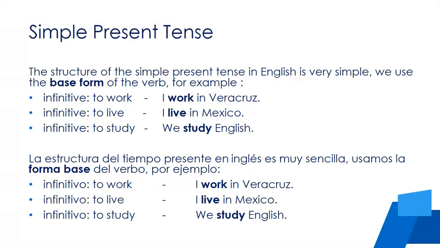The structure of the simple present tense in English is very simple. We use the base form of the verb, for example, the infinitive verb to work. And then in the affirmative sentence, we use the verb work. I work in Veracruz. Infinitive verb to live. I live in Mexico. Infinitive verb to study. We study English.